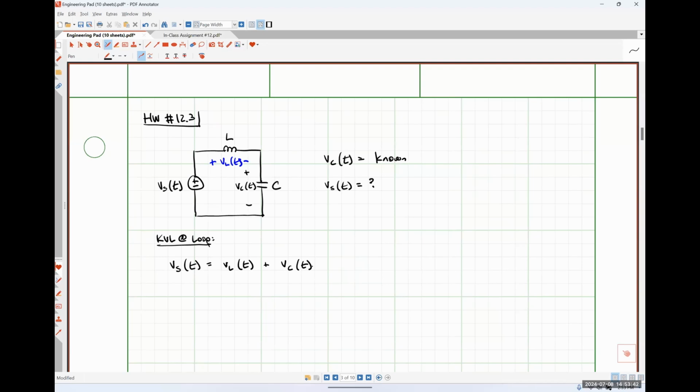So the voltage drop across our capacitor is a known quantity, right? So we don't have to do any work whatsoever to get that part. It was given to us in the problem statement. So that begs the question then, how do we find the voltage drop across our inductor? Any thoughts on that?